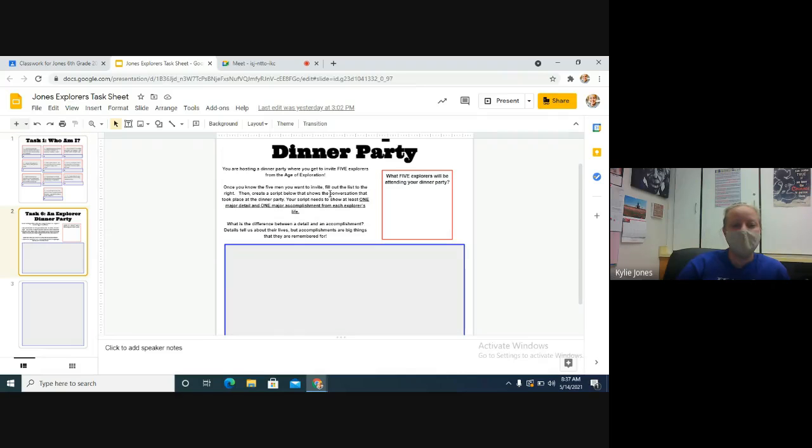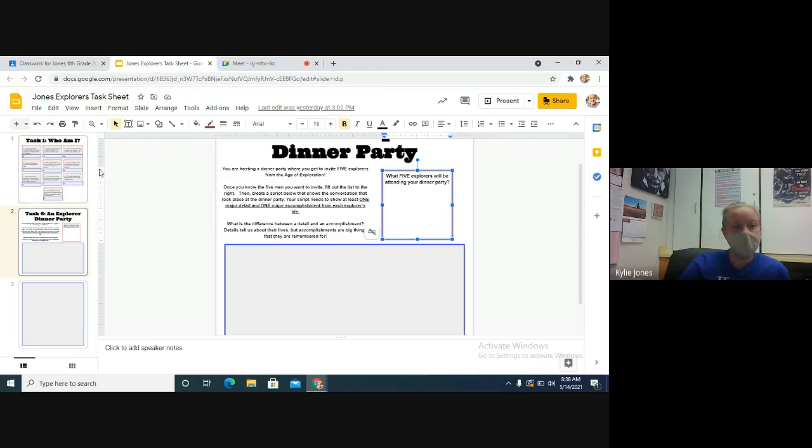It says you are hosting a dinner party where you get to invite 5 explorers. Once you know the 5 men you want to invite, fill out the list on the right. So write those 5 names here. Then create a script below that shows the conversation that took place at the dinner party. The script needs to show at least one major detail and one major accomplishment from each explorer's life. So basically, they're sitting around a table and discussing their overconfidence, and they have huge egos. So what would these 5 people be talking about? What are their greatest accomplishments?